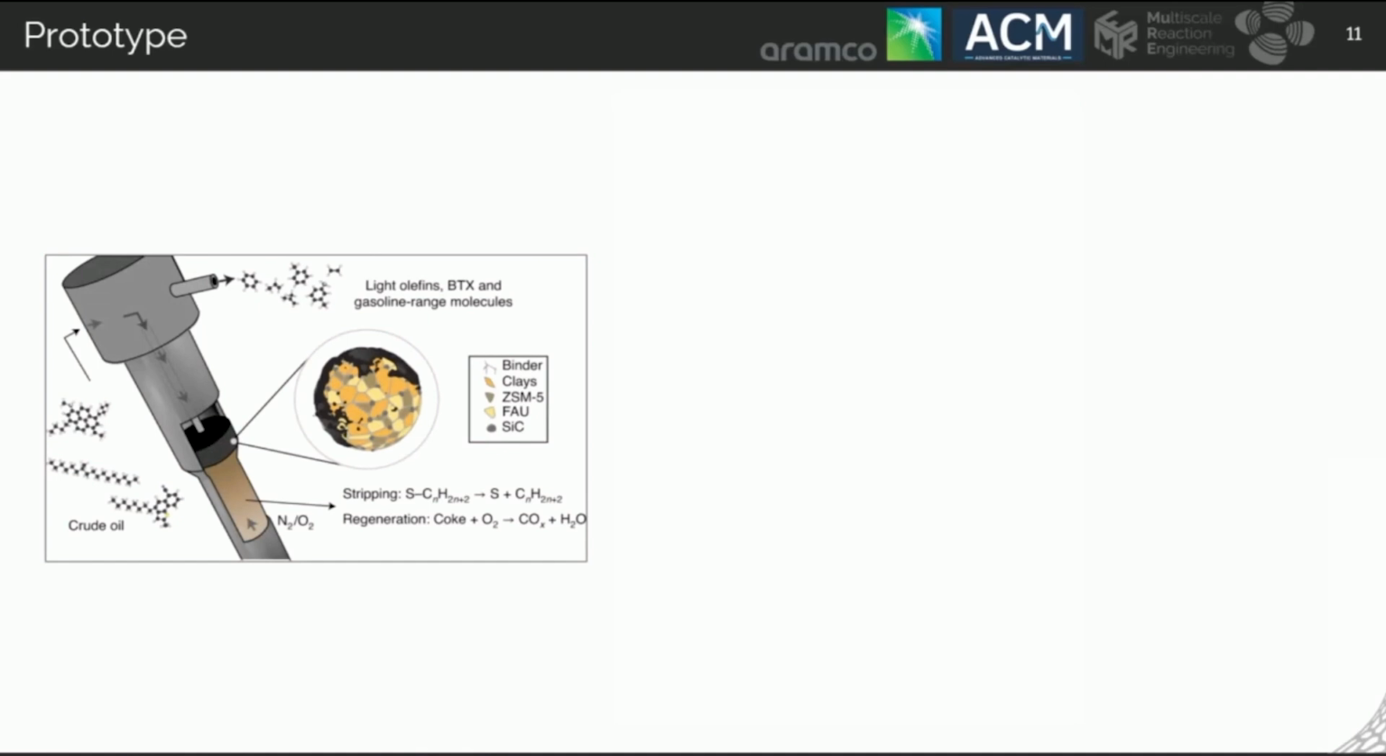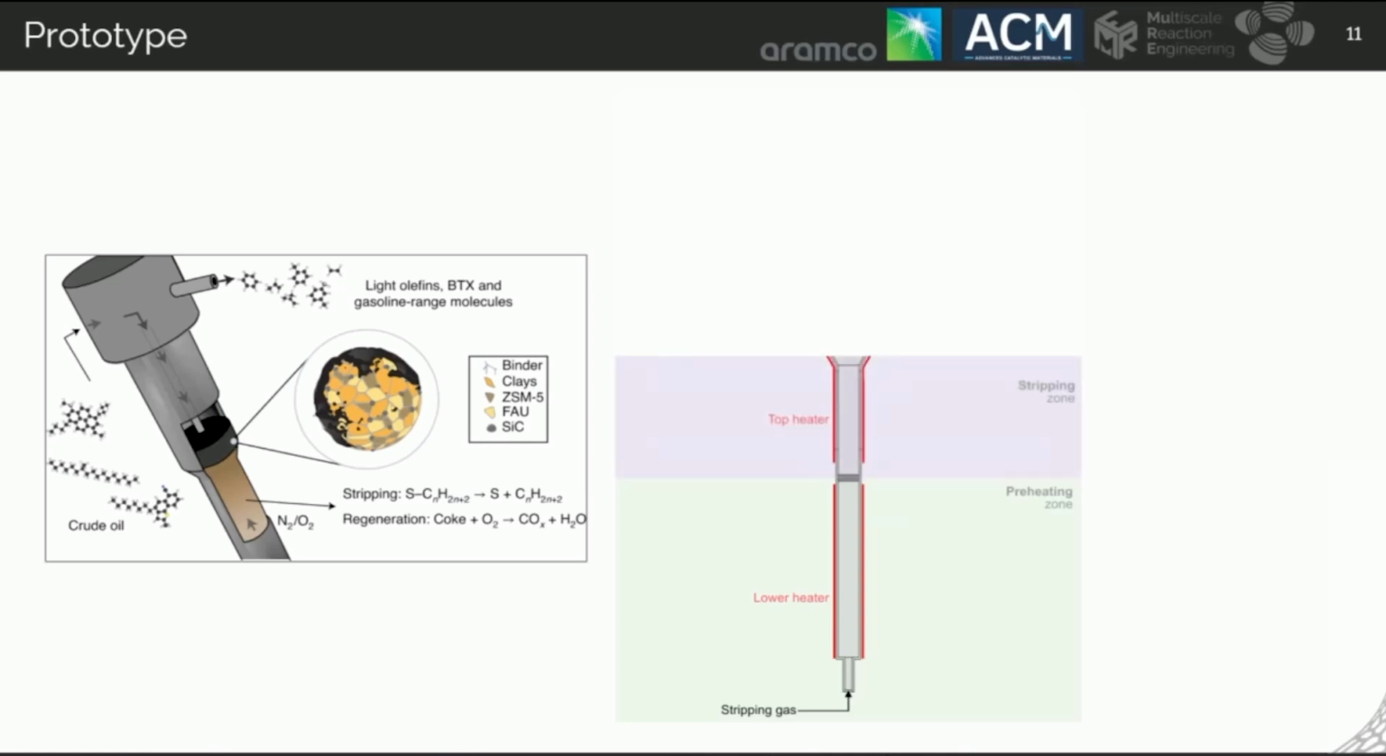So coming back to the reactor, which was explained before, here I will break that reactor into multiple zones. The furnace is in the preheating zone with the lower heater, and the stripping gas is going upward. Then at the top of that, we have one zone that's called the stripping zone. So now we have two heaters, top heater and lower heater.